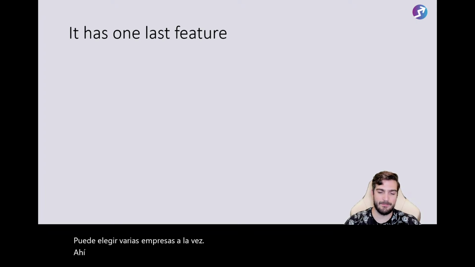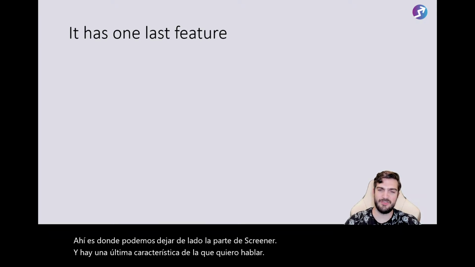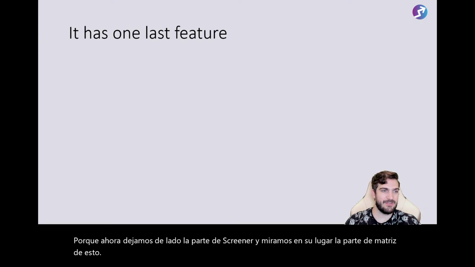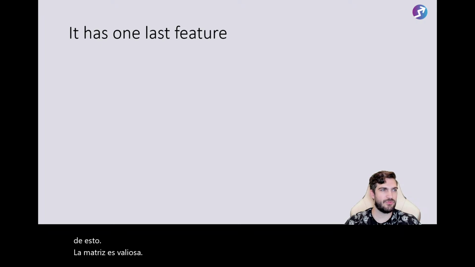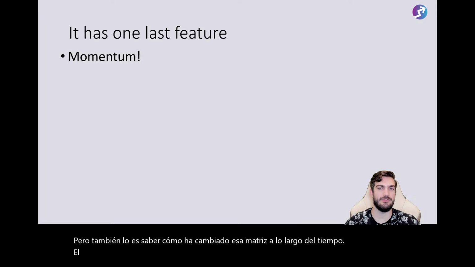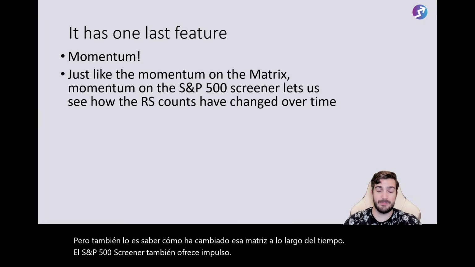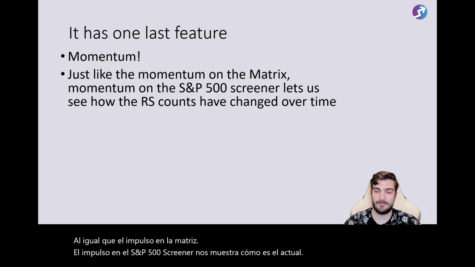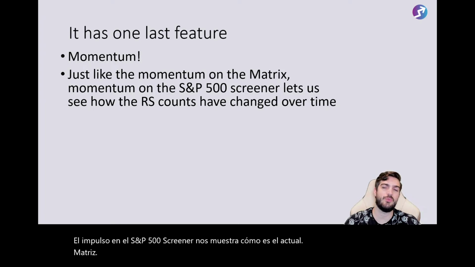That's where the screener part we can put aside. And there's one last feature that I want to talk about. Because now we put the screener part aside and look instead at the matrix part of this. The matrix is valuable, but so is knowing how that matrix has changed over time. So, the S&P 500 screener also offers momentum. Just like momentum on the matrix, momentum on the S&P 500 screener shows us how today's S&P 500 matrix compares to one in the past.